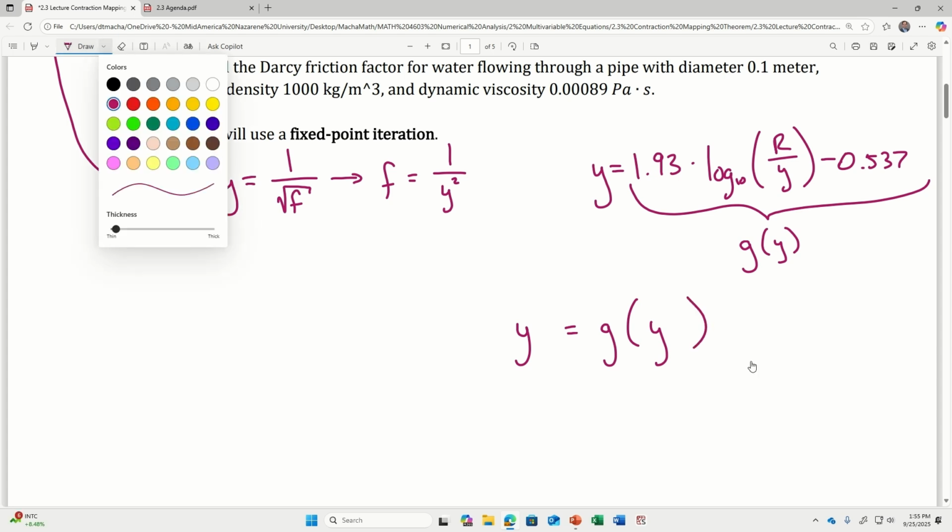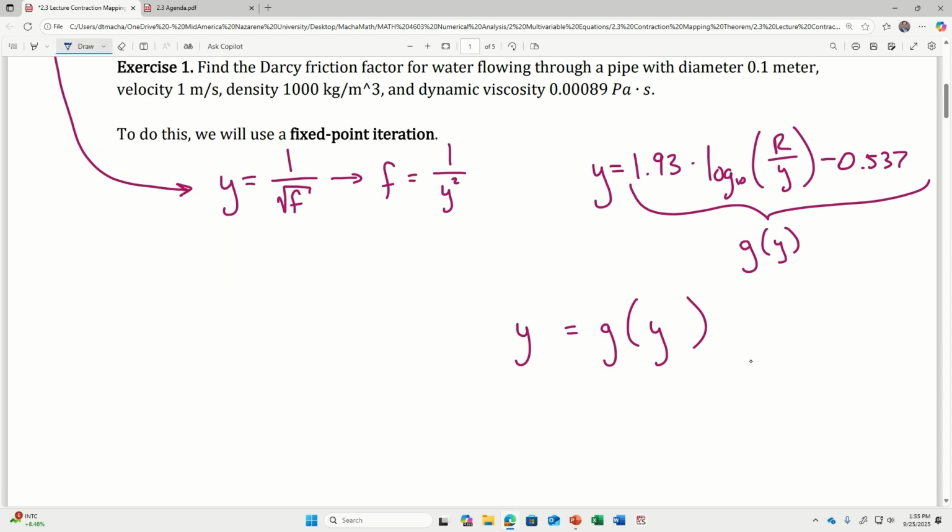And then I'm going to make this into an iterative equation solving technique by doing this. I'm going to say that my next iterate for y is going to be equal to what I get when I solve and evaluate the right-hand side of this equation at my previous iterate. Does that make sense?